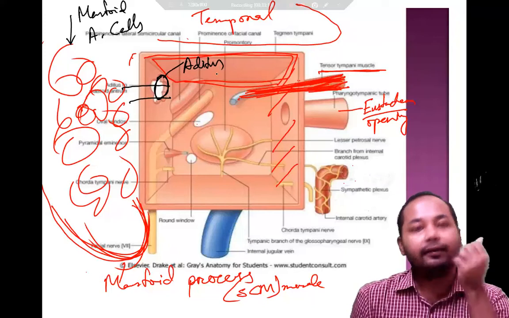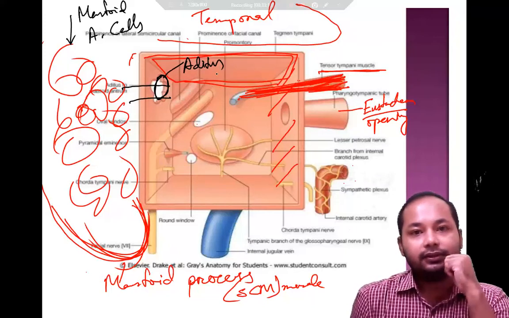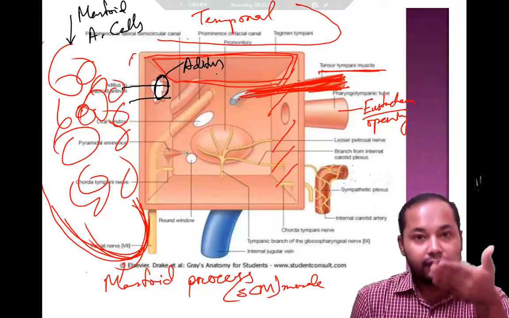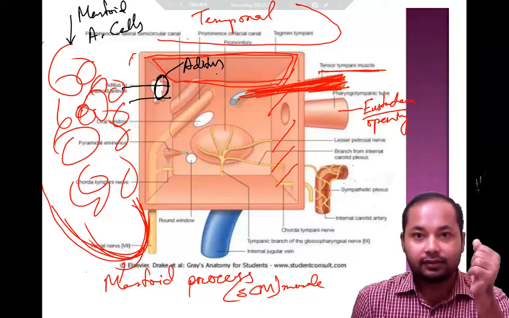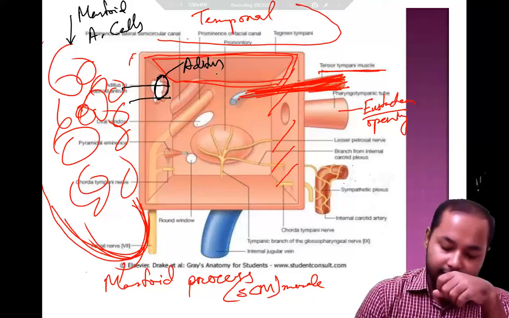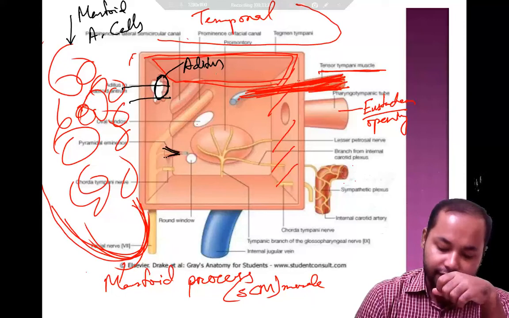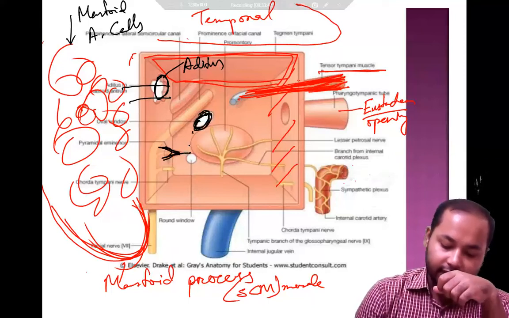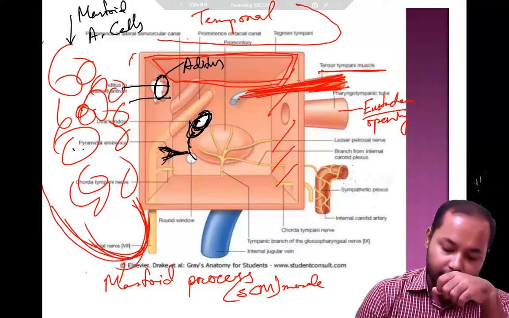Also, I have told you that there is another muscle which is controlling the extra sound disturbance and is attached to the stapes. What was that muscle? Stapedius. The stapedius muscle is coming out through a conical projection from the back side to be attached to the footplate of the stapes, not the handle. So this muscle which is attaching to the stapes is called the stapedius, and the eminence is called the pyramidal eminence.